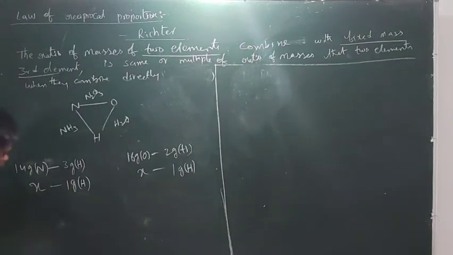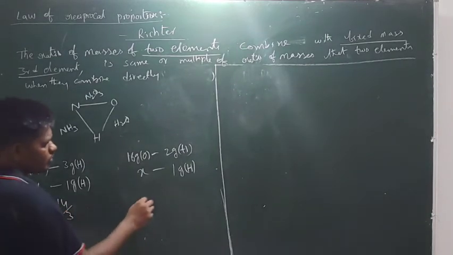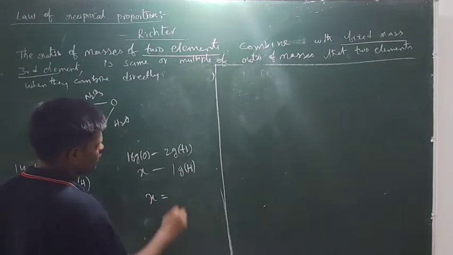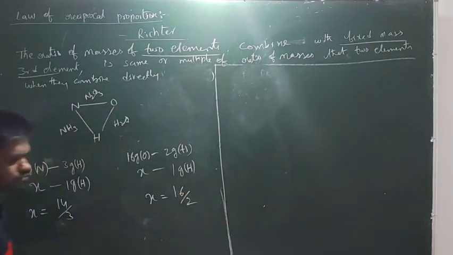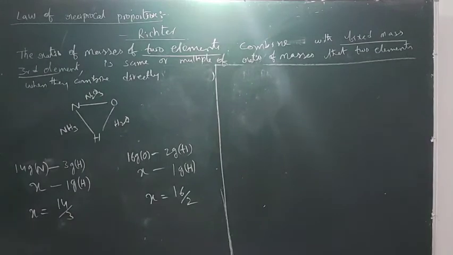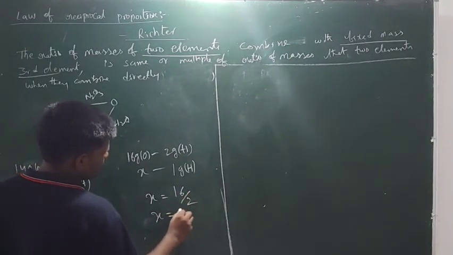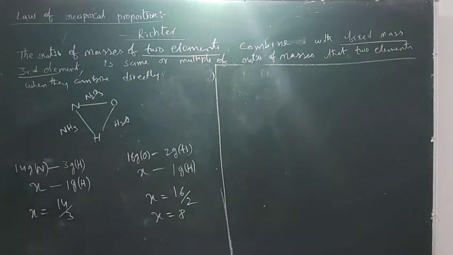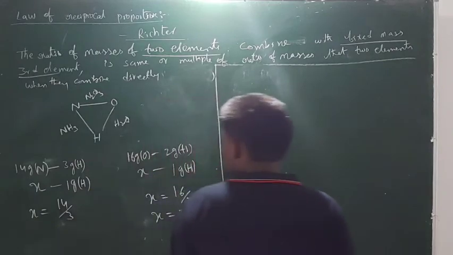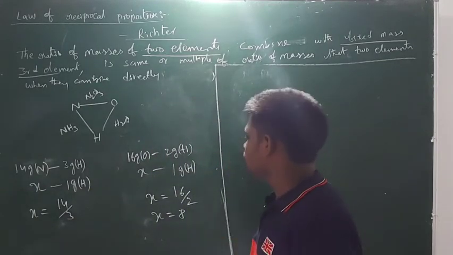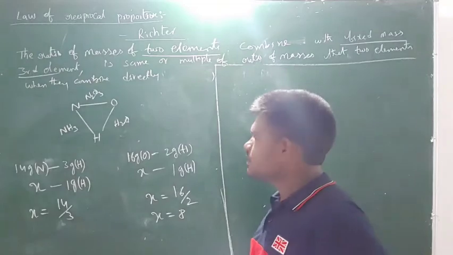Now guys, cross multiplication. Through the cross multiplication, here X will be 14 by 3. Now here from the cross multiplication, the X value will be 16 by 2. You already know how to do the cross multiplication, so you let it be like this only, guys. And here you simplify this one, then you will get X equal to 8. Right guys?